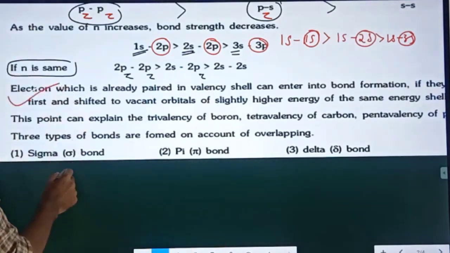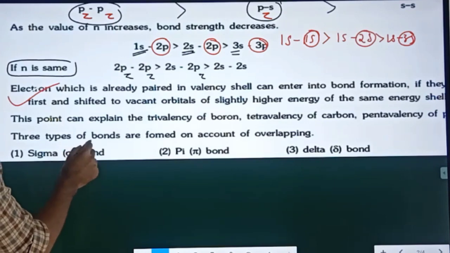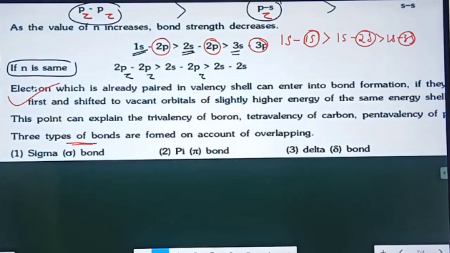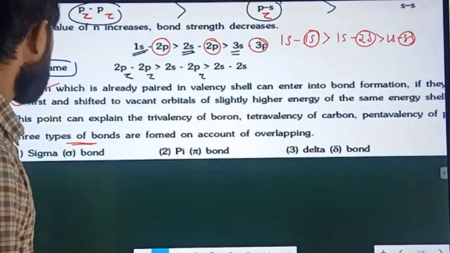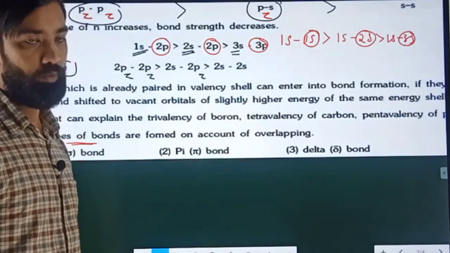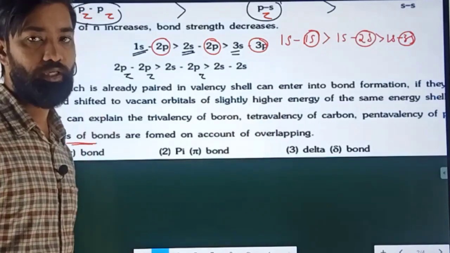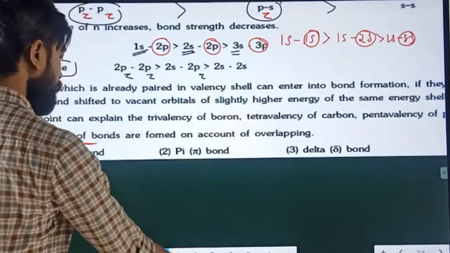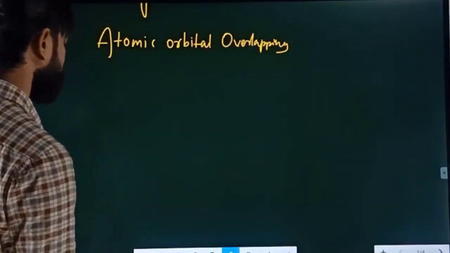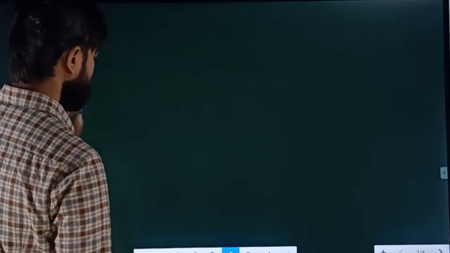Okay. The last points are, there are three types of bonds: sigma bond, pi bond and delta bond. Delta bond is not common, but sigma and pi bonds are very common. So let's discuss the formation of sigma bond and pi bond.